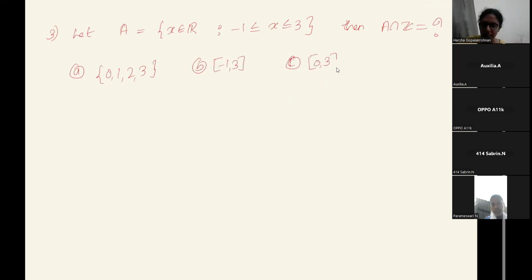So the writing takes a lag here. Please bear with it. So we have already studied intersection and we know Z. Z means set of all integers, positive integers, negative integers, and 0. So the question is, what is A intersection Z? Can anyone say what is the answer here?